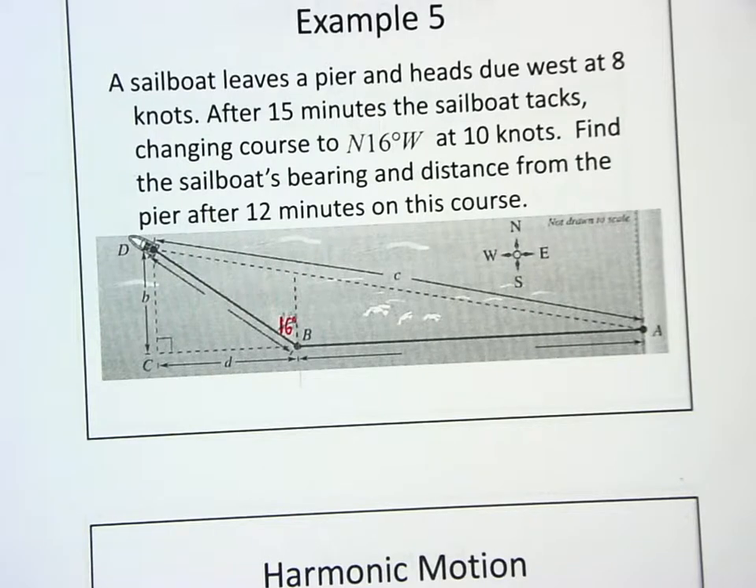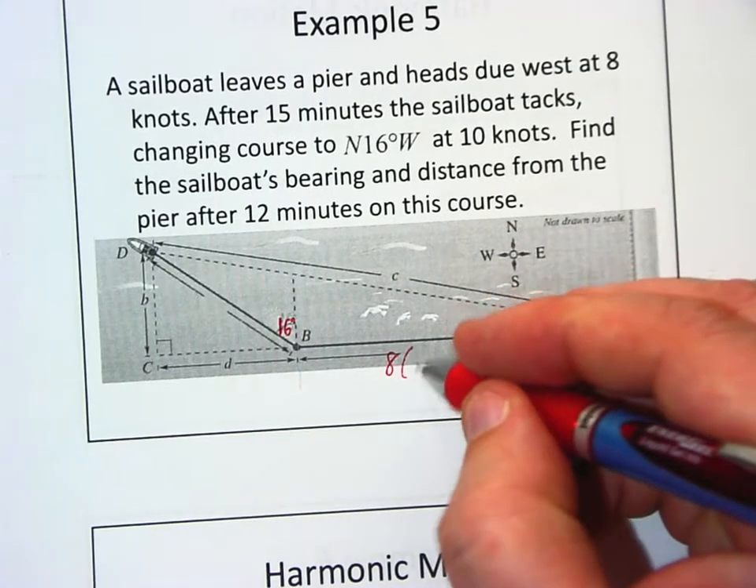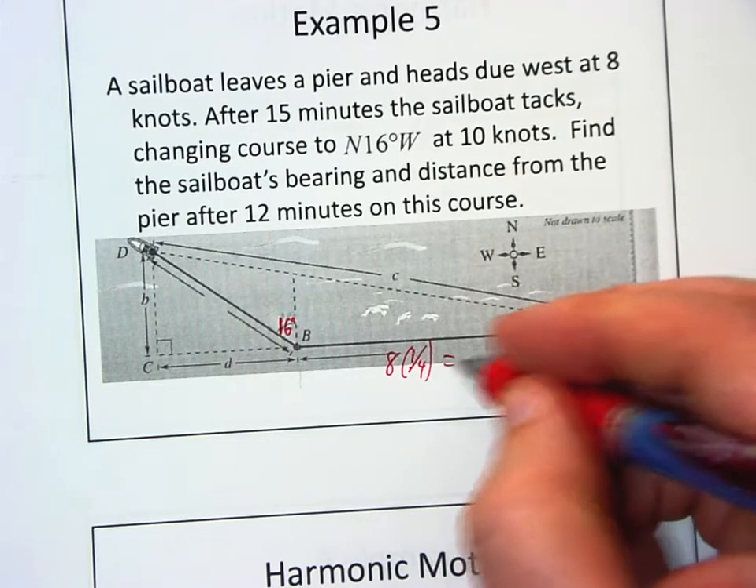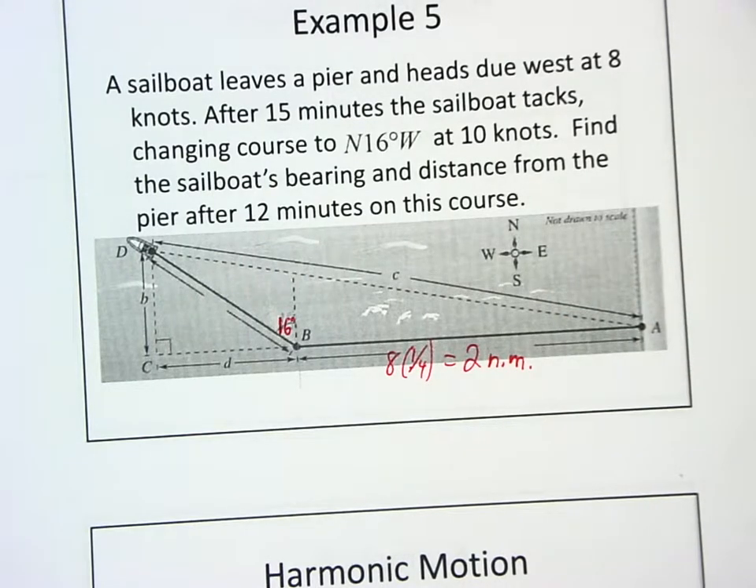Now, to be able to figure this out, I need to figure out how long these lines are. Now, I have a speed and a time. 8 knots is 8 nautical miles per hour. So after 15 minutes, how many nautical miles would it have traveled? All you literally do is take 8 knots times what? 1/4, because 15 minutes is 1/4 of an hour. That gives you 2 nautical miles. Okay, that's how long it is from A to B. What would I need to multiply to get the distance from B to D?